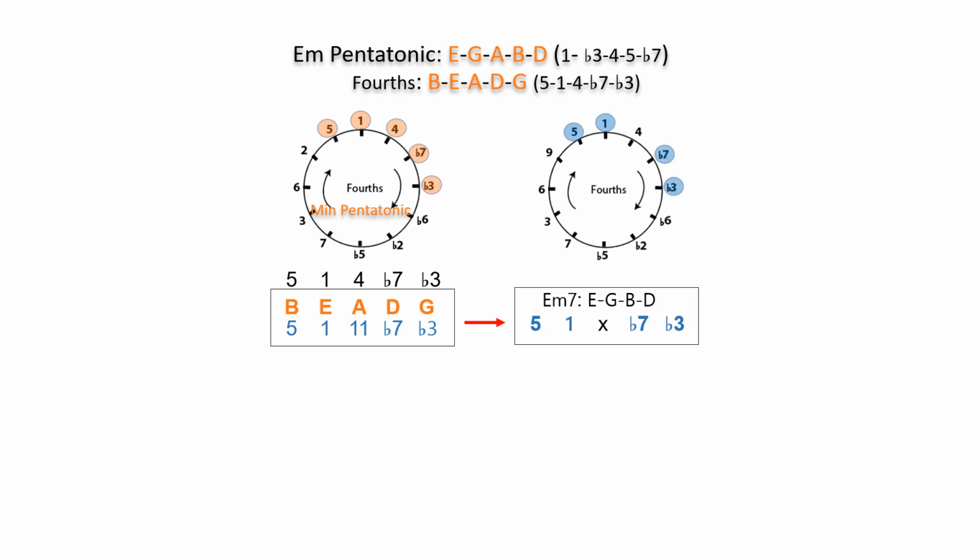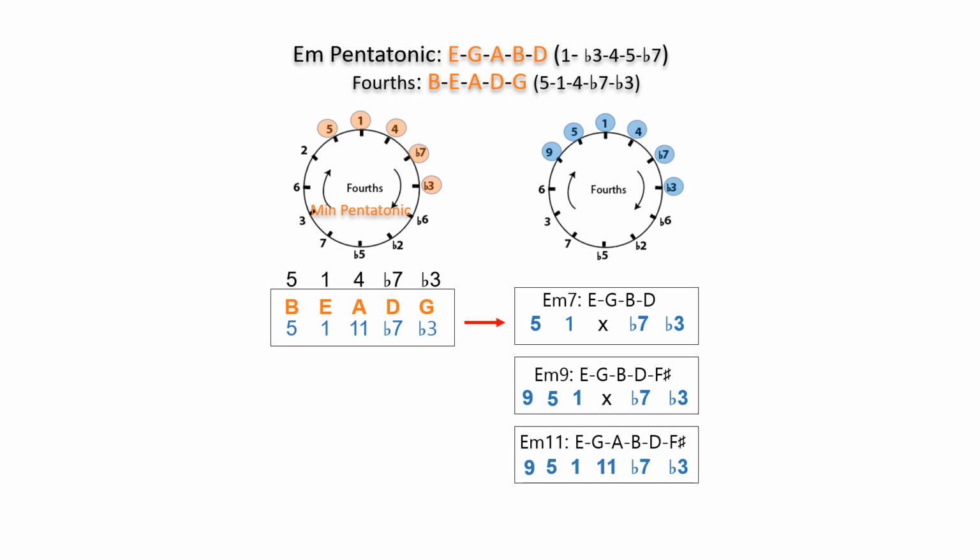Since the scale is minor, the first chord option is E minor 7, where the scale highlights 11, A, as an available tension. The next option is E minor 9, which adds F sharp as the ninth, an available tension for minor 7 chords. The third option is E minor 11, which combines both available tensions 9 and 11, making it the fullest chord option, where all the scale tones are present in the chord structure.